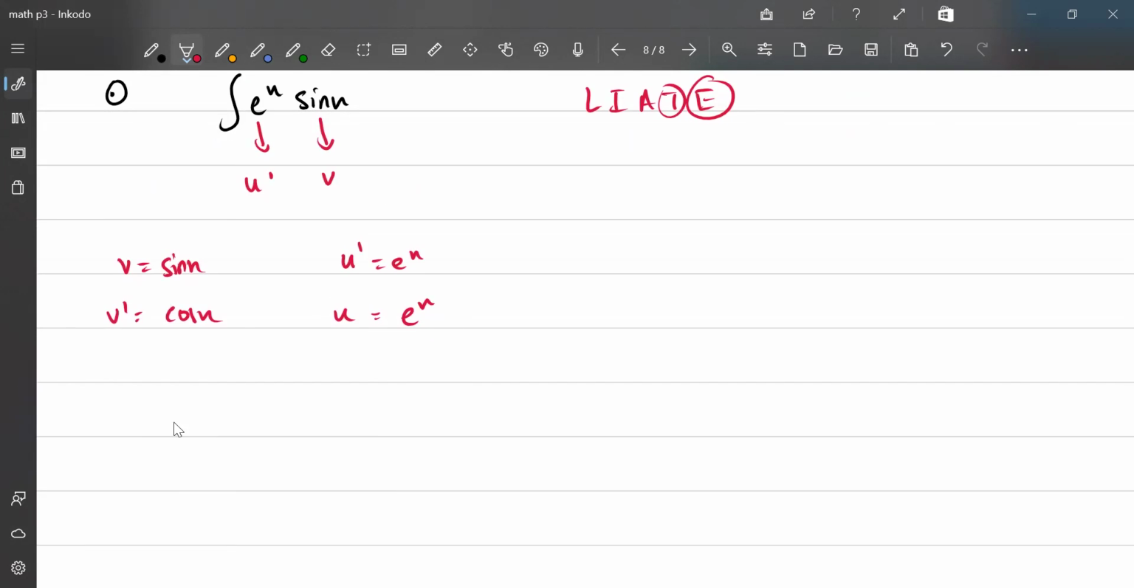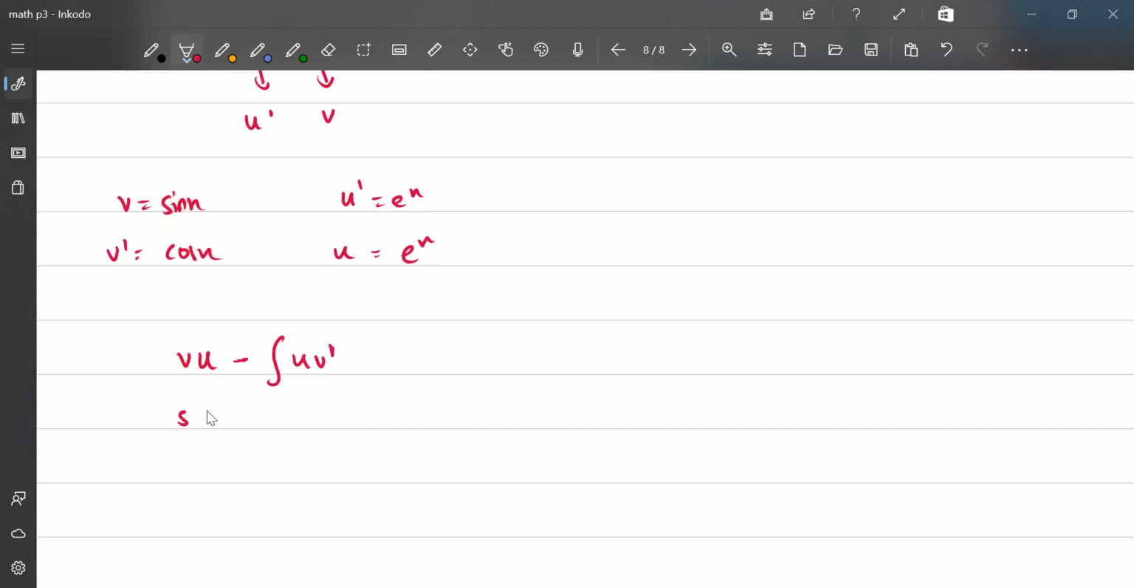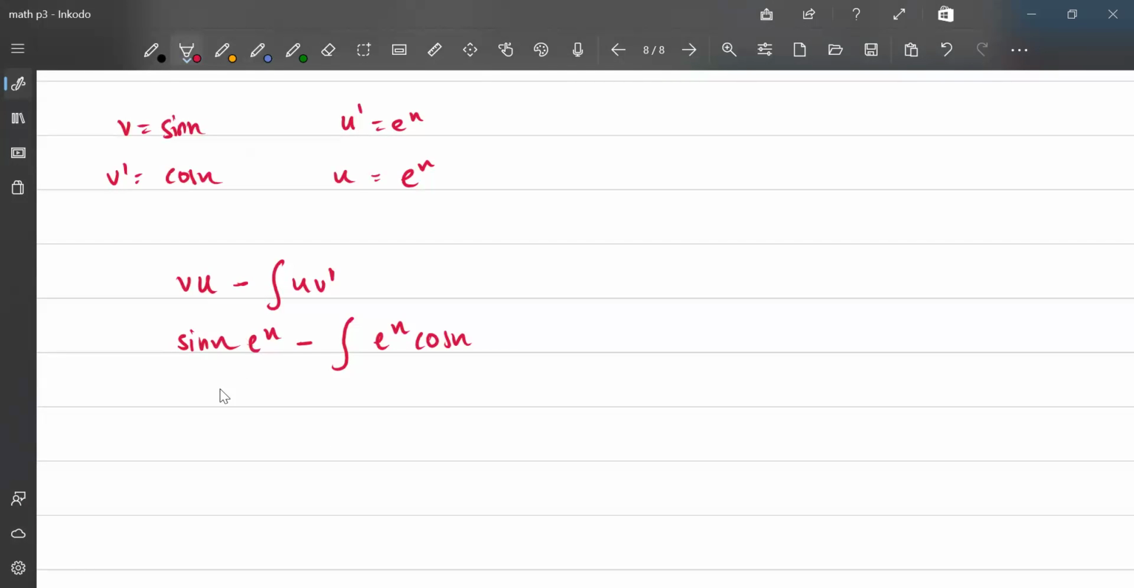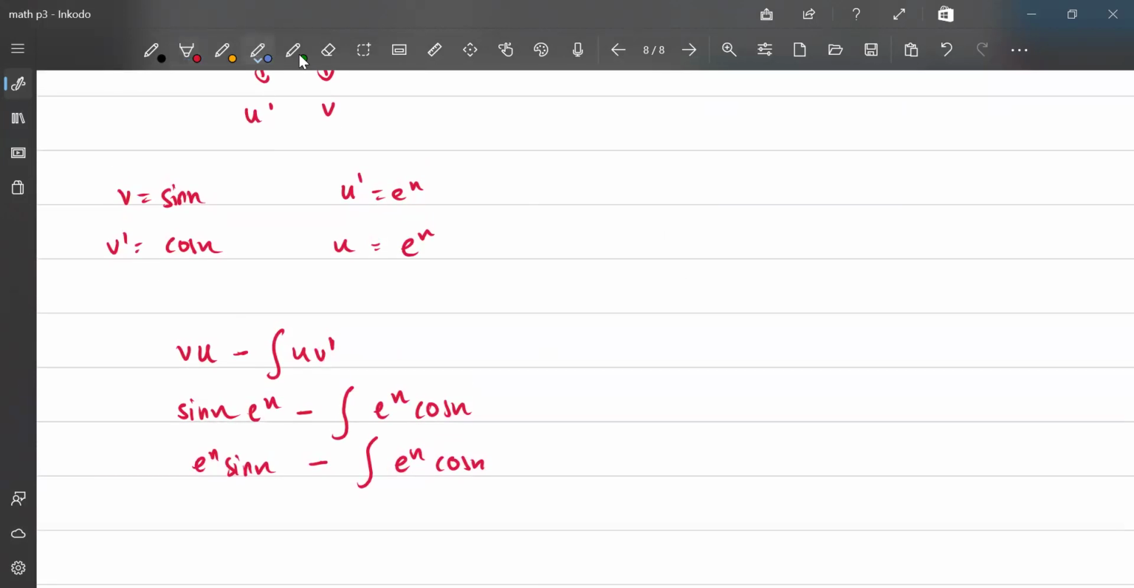All right. Now just apply the formula. vu minus integral of u v dash, cos x, right? So we have sin x e^x, or more simply e^x sin x minus integral of e^x cos x. Now notice that again we have to apply integration by parts here. So this is exactly what we are going to do.